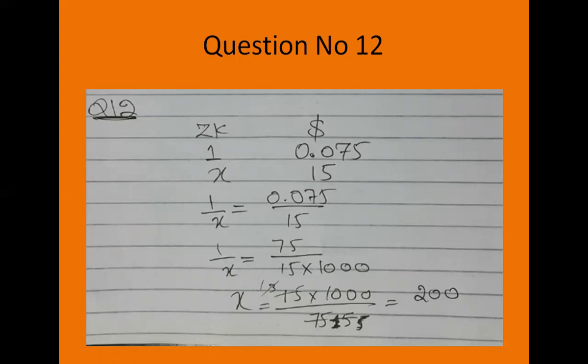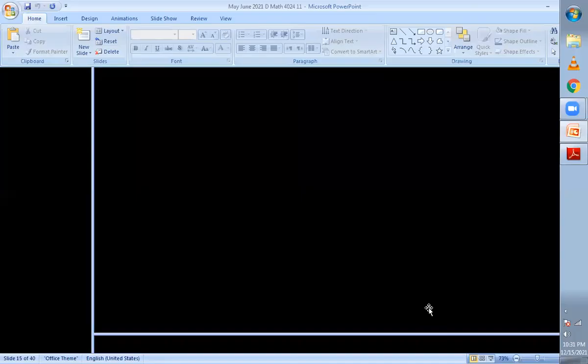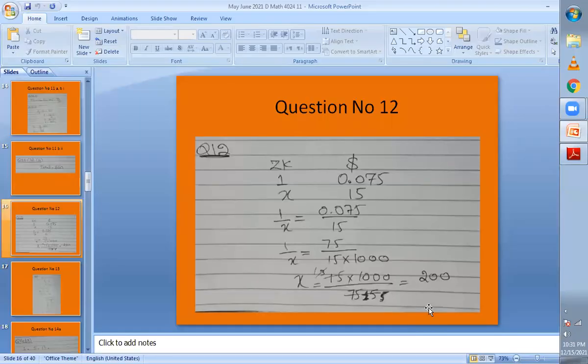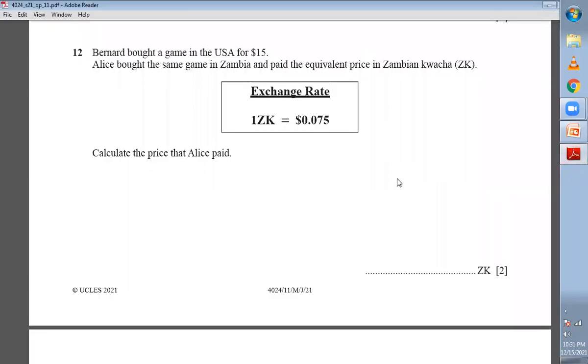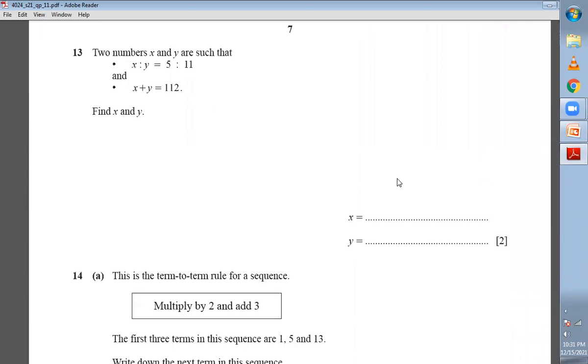Hopefully you understand, and it's a very, very important and frequently asked question, the money exchange. Hopefully you understand the methodology. Okay, so that was question number 12. We will go to the next question, which is question number 13.